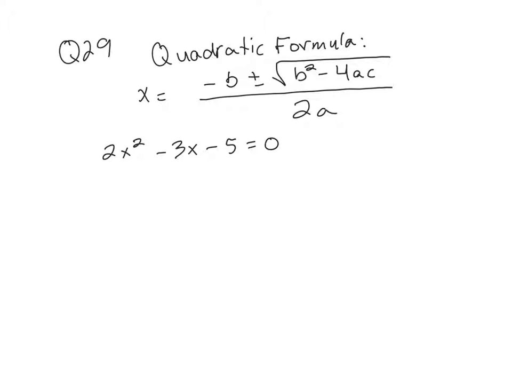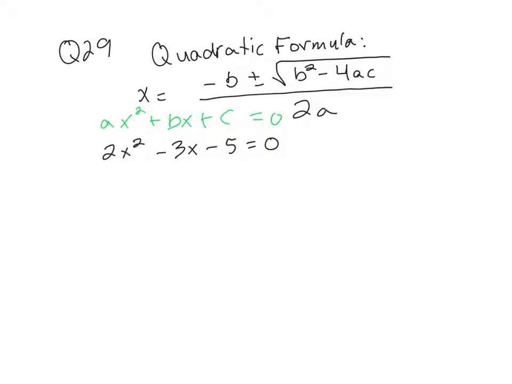Number 29 asks you to use the quadratic formula. So I've already written it out. It's a very long formula that I would make sure you have down in your notes. So it's x equals negative b plus or minus, because there's going to be two answers, the square root of b squared minus 4ac all over 2a. Now, with the way we have this written, it is ax squared plus bx plus c equals 0.